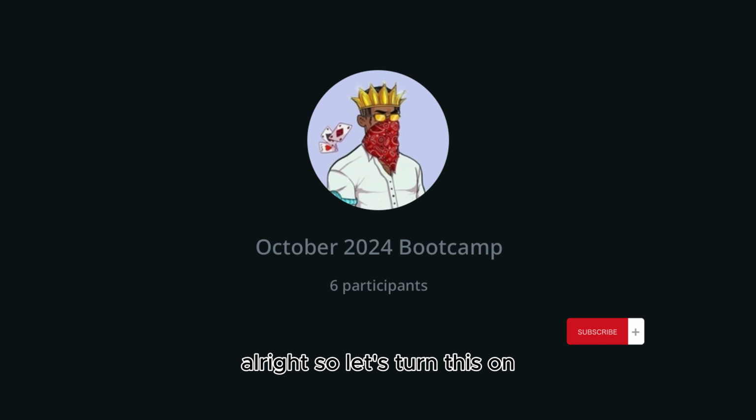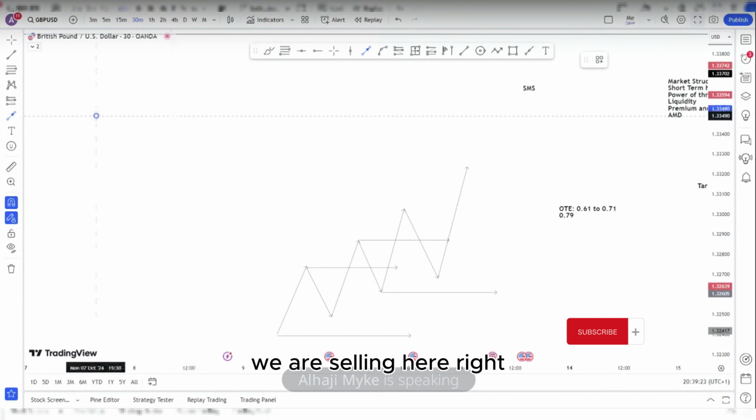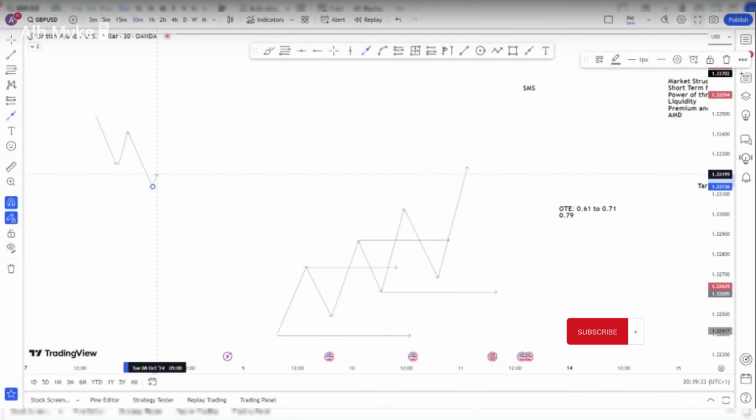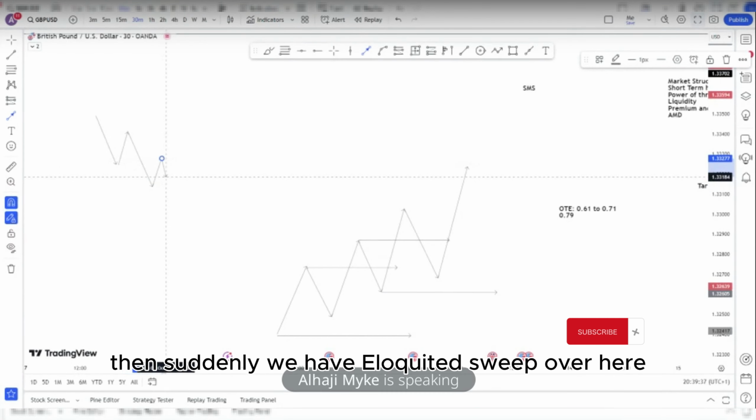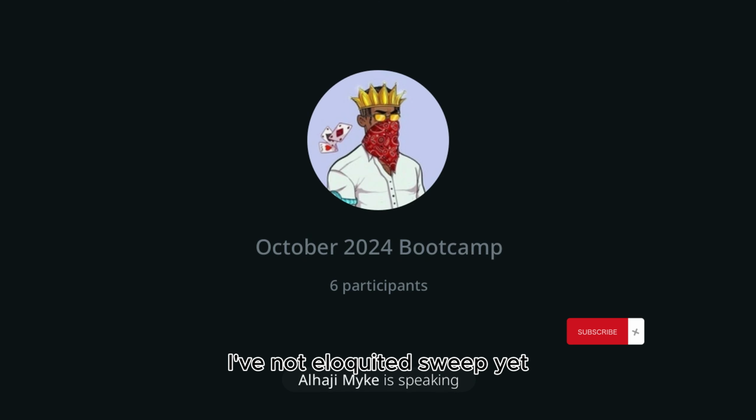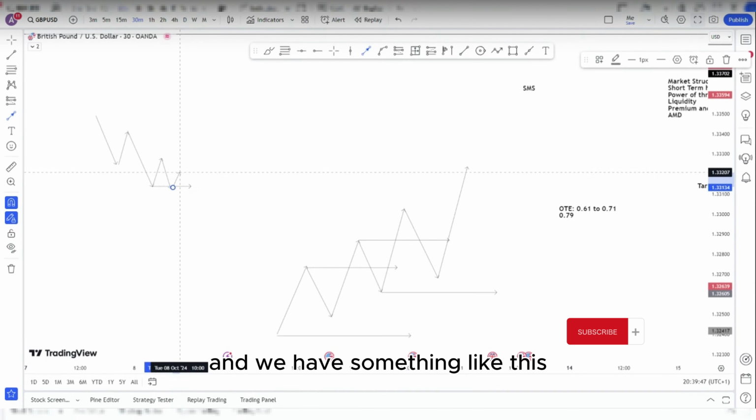I forgot to turn this on. Right, so let's go with this. We are selling here, right? We are selling. Then suddenly we have a liquidity sweep over here, right? It's just an illustration. I've not explained liquidity sweep yet. So we have a liquidity sweep over here, right? And we have something like this.